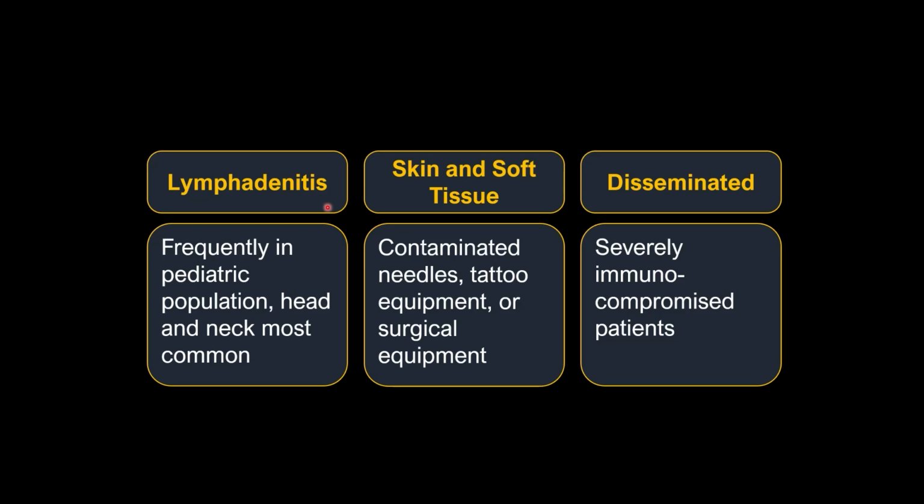In addition to lung disease, NTM can cause a few different forms of infection. You can have a lymphadenitis, which is frequently in the pediatric population, with head and neck lymph nodes most common. You can have a skin and soft tissue infection that's been reported to be caused by contaminated needles, tattoo equipment, or contaminated surgical equipment. And then you can have a disseminated form that occurs in severely immunocompromised patients.